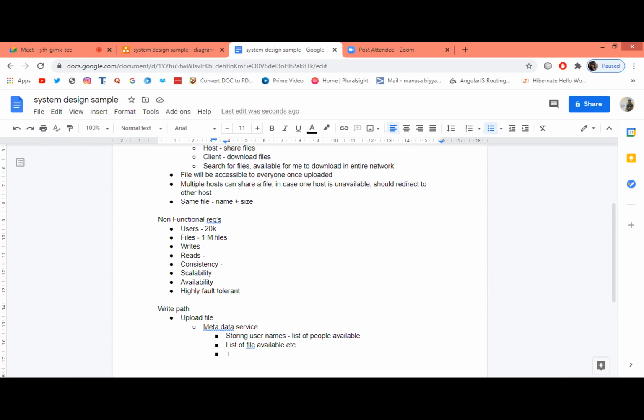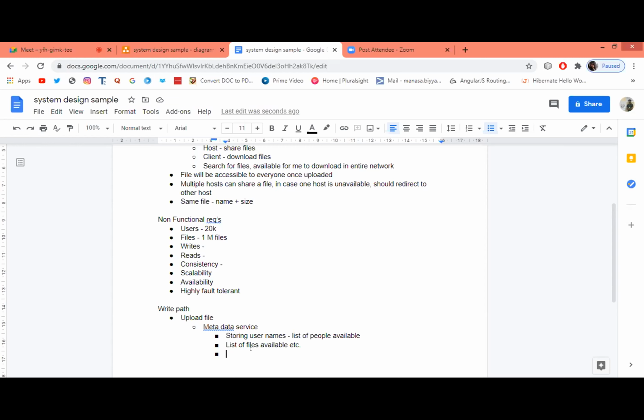So now, metadata. My question is, you have this metadata which is storing usernames, which is the list of available people, and then you have a list of files. How would you know which file is available where? Yeah, so I should have one more table having a mapping between who uploaded which file.